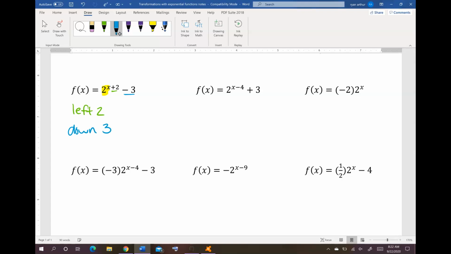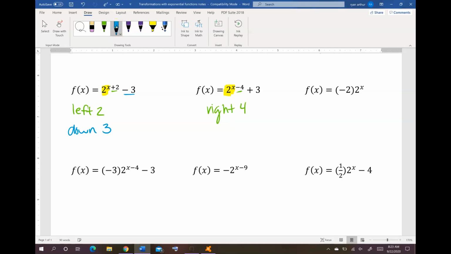Okay? All right, let's keep chugging. So I've got another 2 to the x. Now you could have 3 to the x, you could have 4 to the x, okay? But that base and that x is always going to be part of your parent function, no matter what your parent function is, okay? All right, so I have a minus 4 up here. Plus 2 means left 2, then a minus 4 is going to mean right 4.